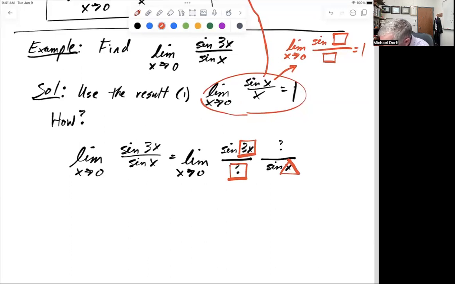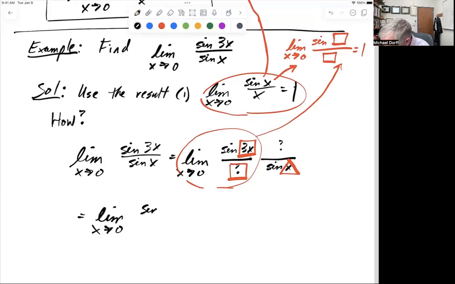I want to have that box there, because then this is going to be the same thing as the sine of box over box, and that's going to equal 1. So I want to have whatever I have in the red box on the top in the bottom. In other words, I want the limit as x goes to 0 of sine of my red box over my red box, and inside that red box, because on the top I have a 3x, I want to have a 3x here.